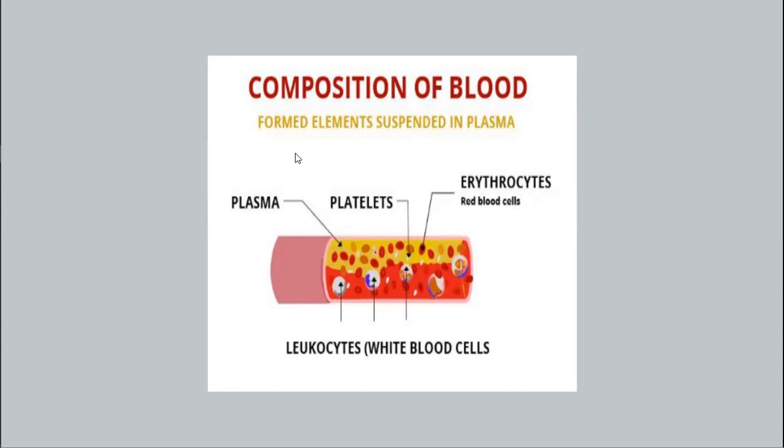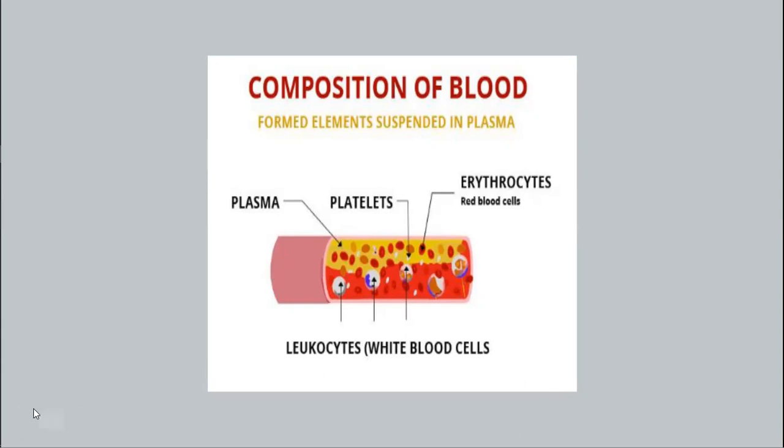We are once again here with a new biology class. The topic is the same, transport system. And in the transport system, we have already seen the structure of the heart, the process of blood circulation, the different types of blood vessels and their functions and structures. And today we are doing the last part of this chapter, that is composition of blood.